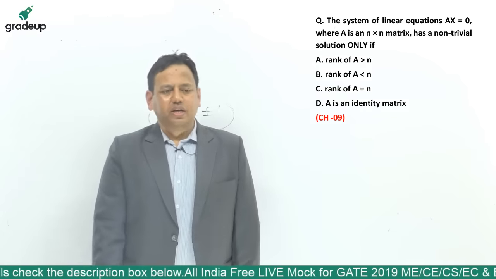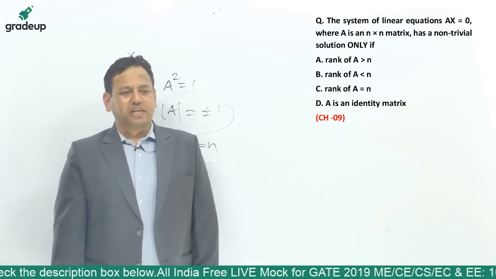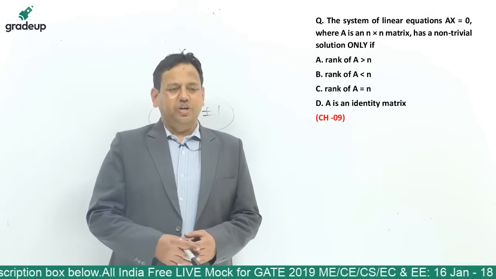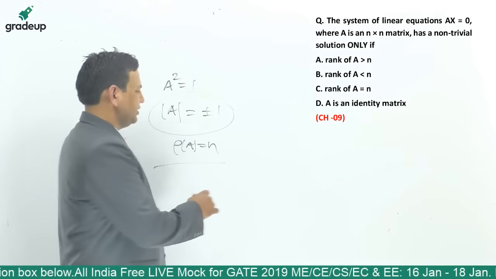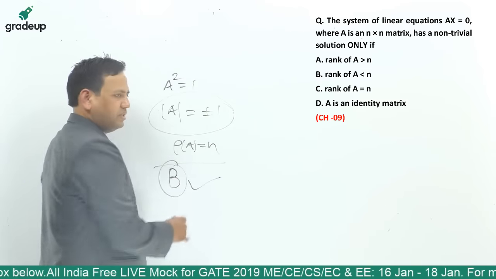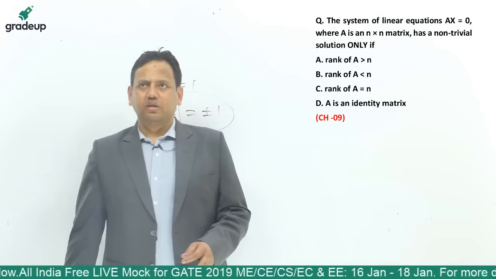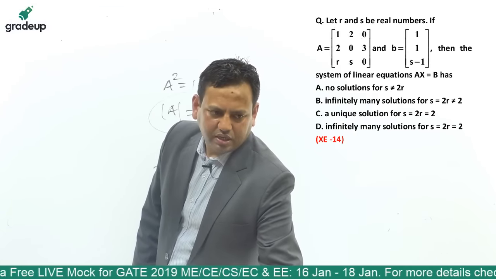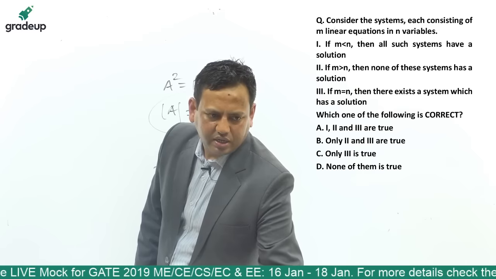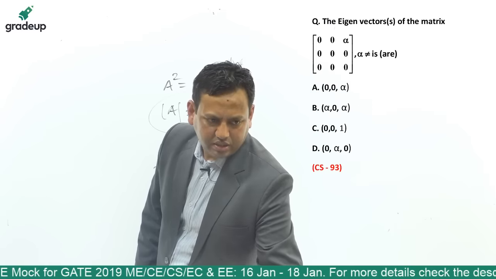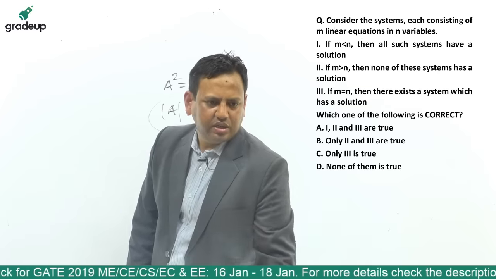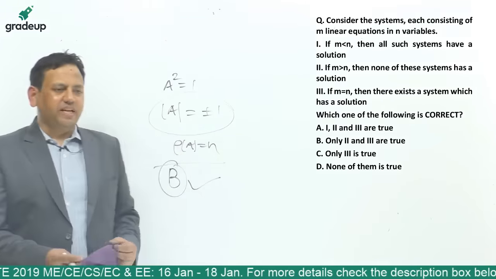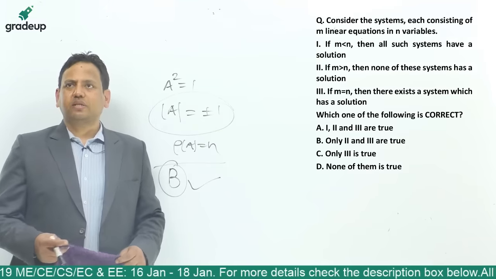Now try this one. A system of linear equations Ax is equal to 0, A is an n cross n matrix, has a non-trivial, means non-zero, solution. So rank of A should be less than n. So B is the correct option for this one. Now this is the last question for system of linear equations. Just try this one.